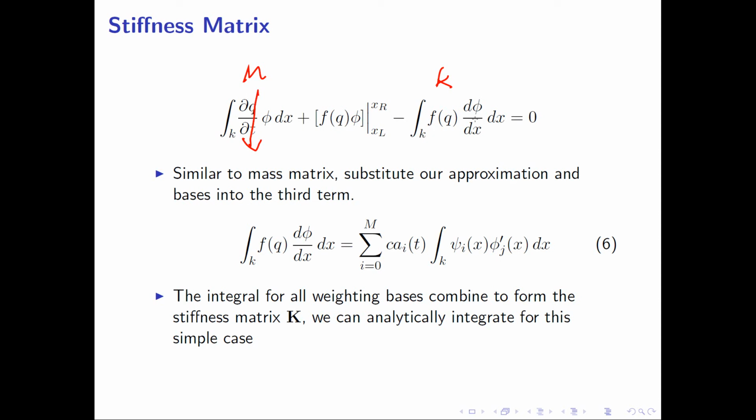So you could see that if you had some sort of spring in a mass spring system, changes in the length of the spring are related to the stiffness of the spring. So similar to the mass matrix, we can substitute our approximation and weighting bases into our stiffness term. And similarly, because our coefficients on our approximation bases are again not with respect to space but just time, we can pull them out of the integrand.